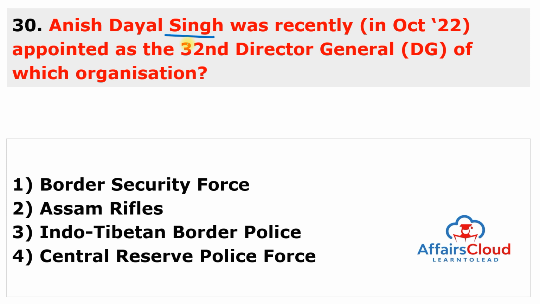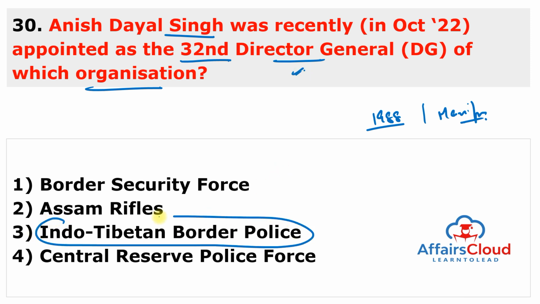Anish Dayal Singh was recently appointed as the 32nd Director General of which organization? Anish Dayal Singh, IPS officer of 1988 batch of Manipur cadre, was appointed as the 32nd Director General of ITBP, it means Indo-Tibetan Border Police, till December 2024. It means he is appointed for a time period of almost 2 years.